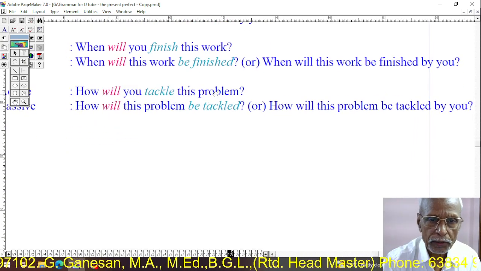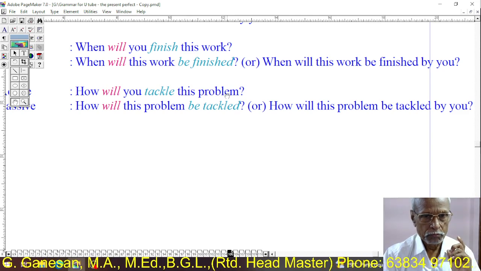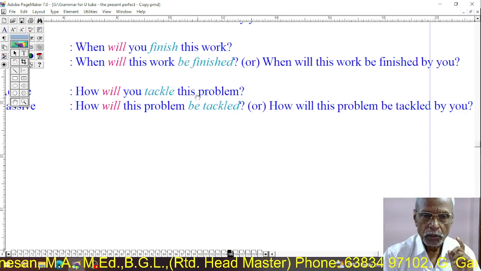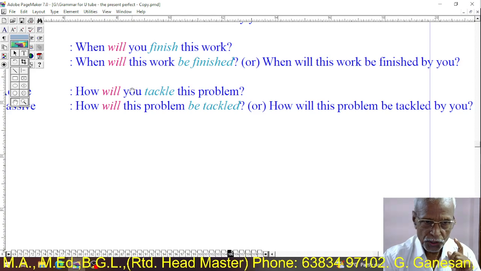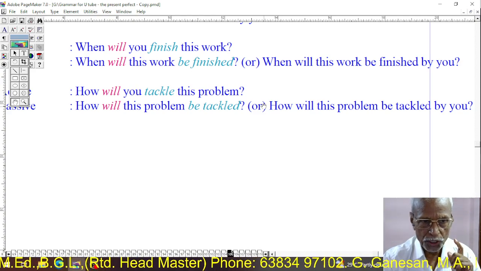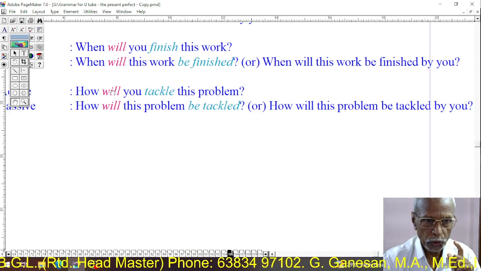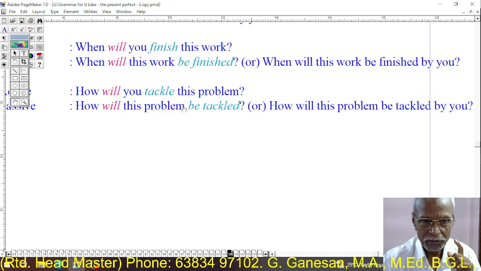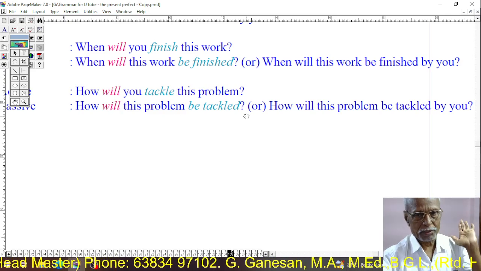How will you tackle this problem? Object, subject. Will, you will. How will this problem be tackled? Tackle becomes be tackled.